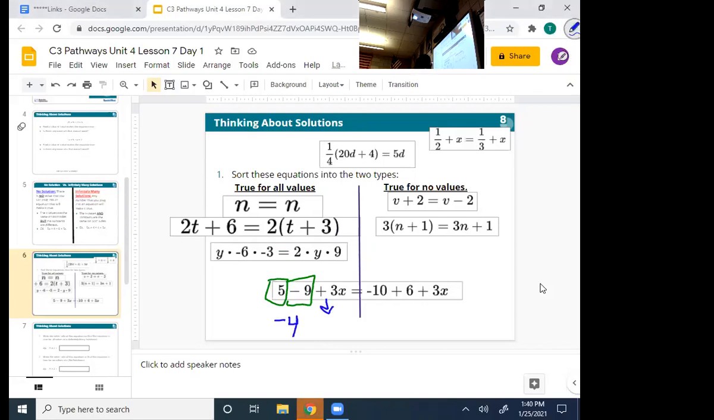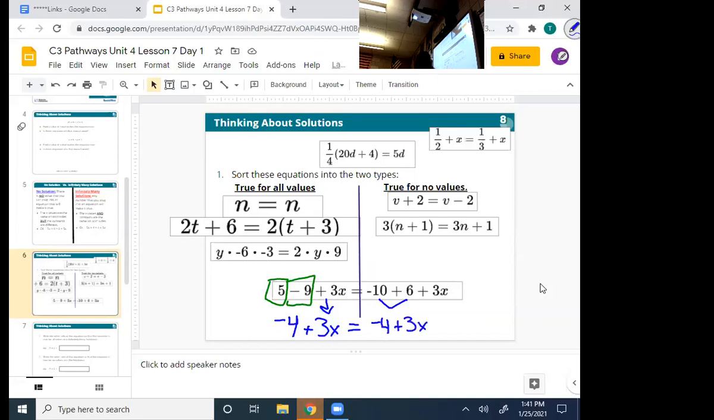And then I can bring my +3x. And we're going to set it equal to, on the other side, I have a -10 and a +6. What do those combine to? That would also be a -4. Very good. These combine to -4 plus 3x.